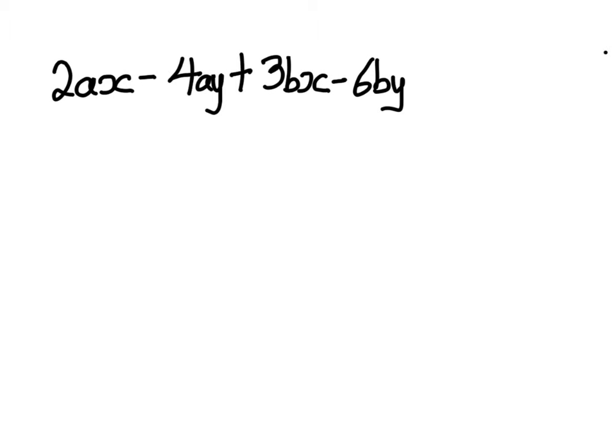This is the first example I'll be doing on factorization by grouping. How do you know that you actually should be using this method? First, look at the question. 2ax minus 4ay plus 3bx minus 6by.